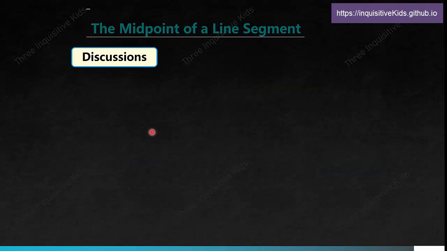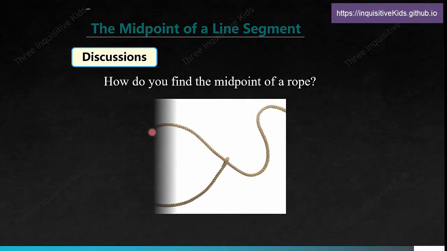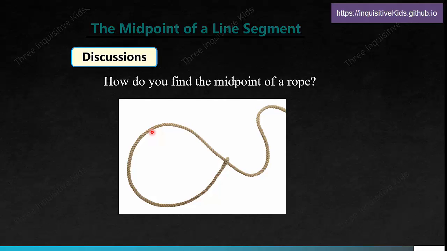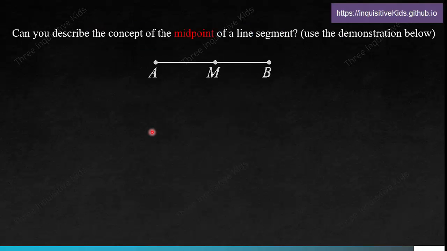Now here's the last, or maybe close to last, concept of today. Discussions. How do you find the midpoint of a rope? Can you describe the midpoint of a line segment? Use the demonstration below. So what this is asking you to do is not just showing it, not just finding it because it's already there, to describe M. Why is it the midpoint? What makes it a midpoint of the line segment?